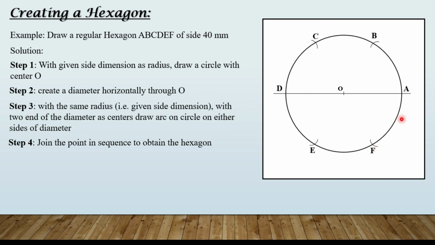I have labeled them first A, B, C, D, E, F. You can label either in clockwise or in anti-clockwise direction starting from any point you want. Just don't forget the sequence. Joining it will give you a regular hexagon.